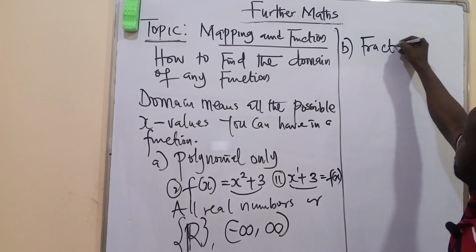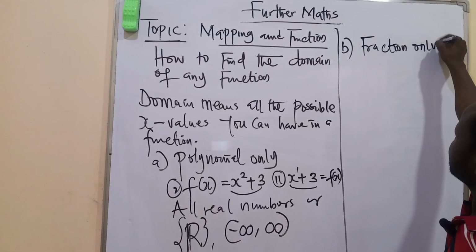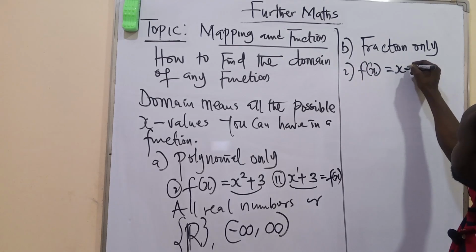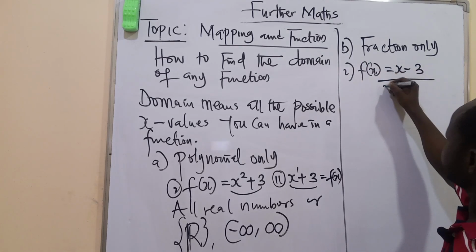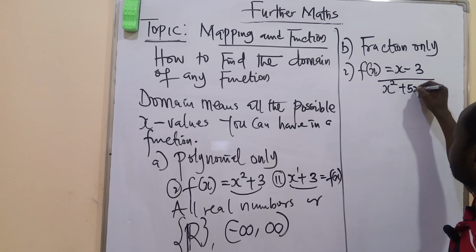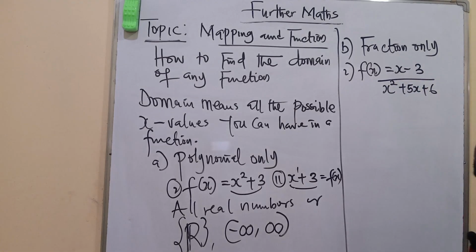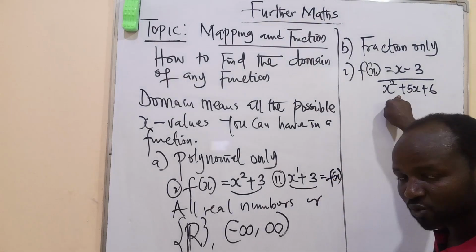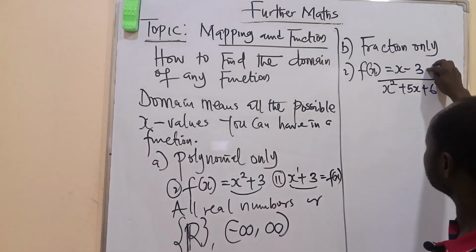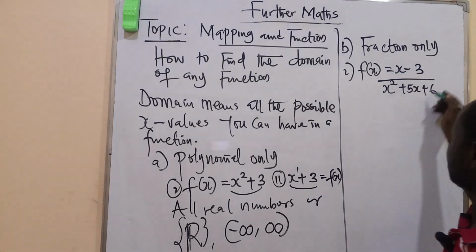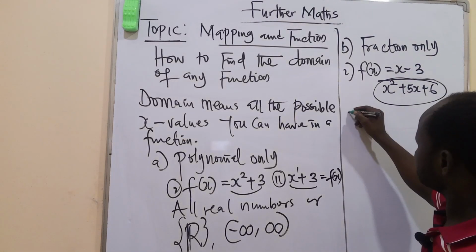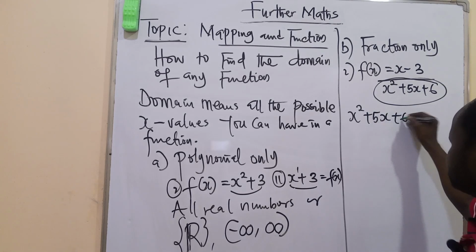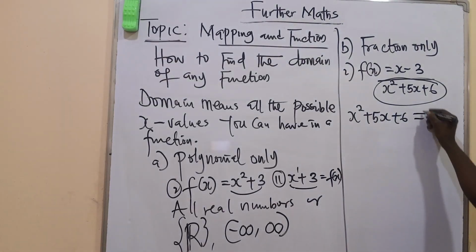Fractions only. Let's say we have a function f of x as x minus 3 divided by x squared plus 5x plus 6. To state the domain of this function, just set your denominator not equal to 0. You don't bother about the numerator. Just pick your denominator. It must not be equal to 0. In other words, x squared plus 5x plus 6 must not be equal to 0.